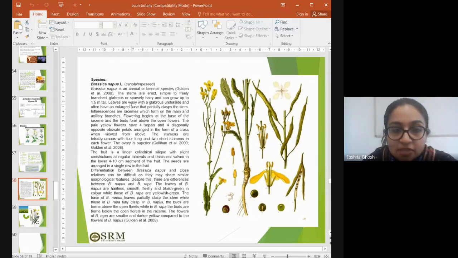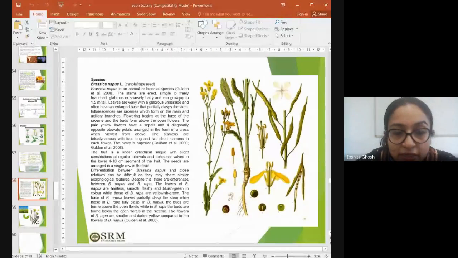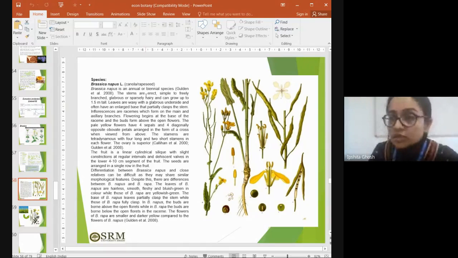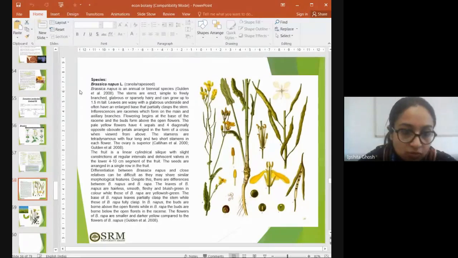So Brassica napus is an annual or biennial species. The stems are erect, as you can see, very erect stem. They are not weak, they really stand erect. They are simple to freely branched. They are glabrous or sparsely hairy. Glabrous means hair is present, but not too much, sparsely present. Then they can grow up to 1.5 meter tall. Okay, they're kind of shrub-like in nature, not very tall, but 1.5 meter is the height.